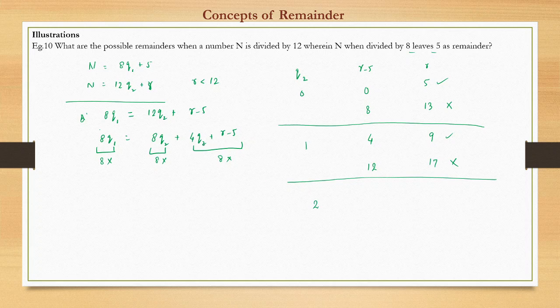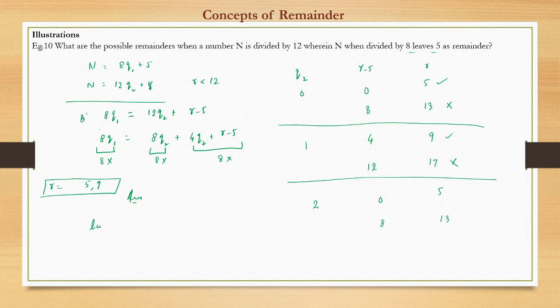Now we will take another. If q2 is equal to 2, it becomes 8. So r minus 5 can be either 0 or 8, so here it will be the same cases, 5 and 13. So what are the possible values of r we get? R is 5 comma 9. Only two possible r we are getting, 5 comma 9.